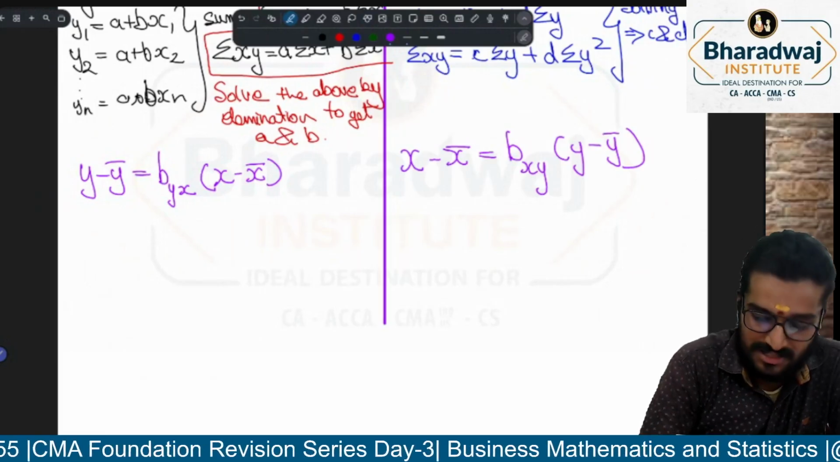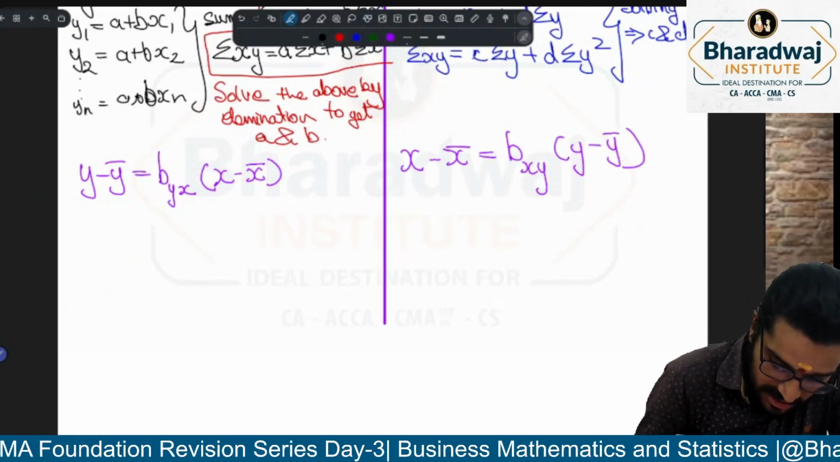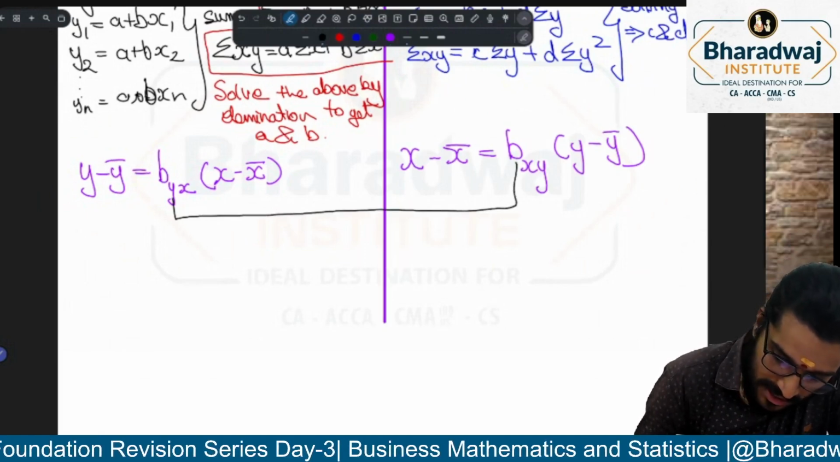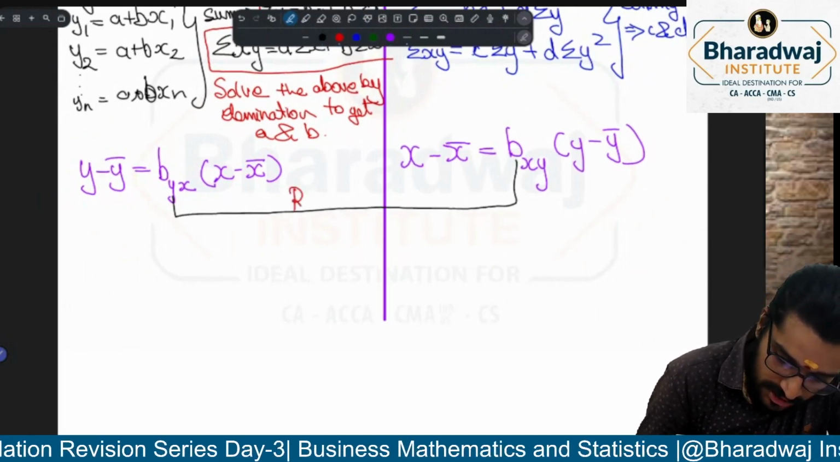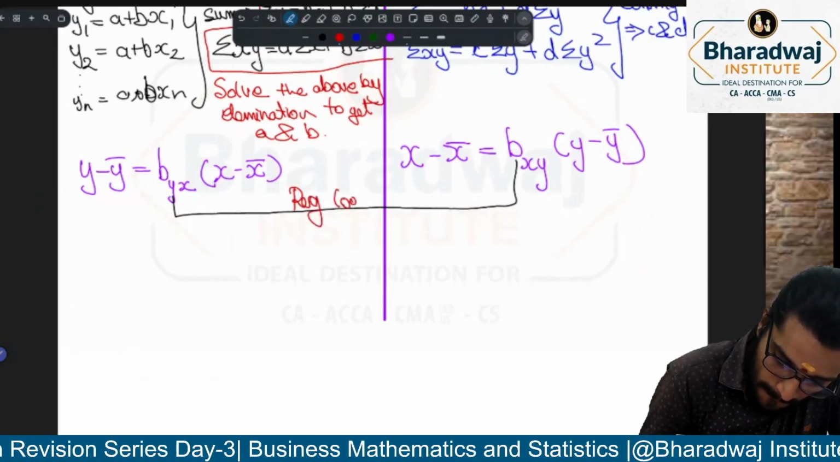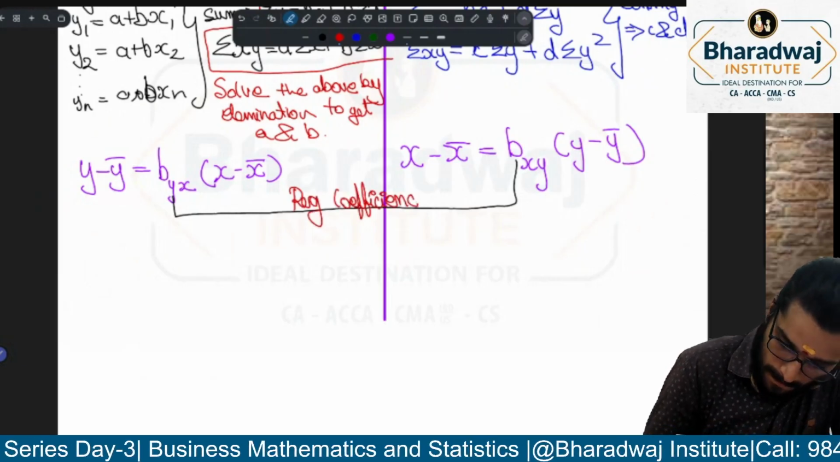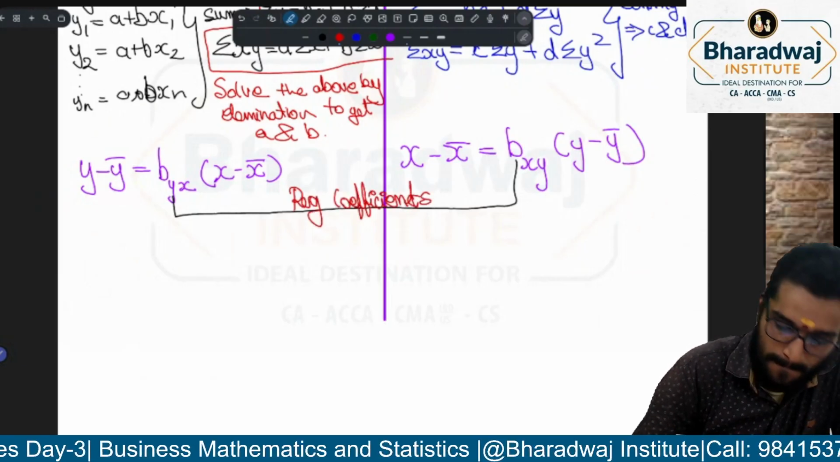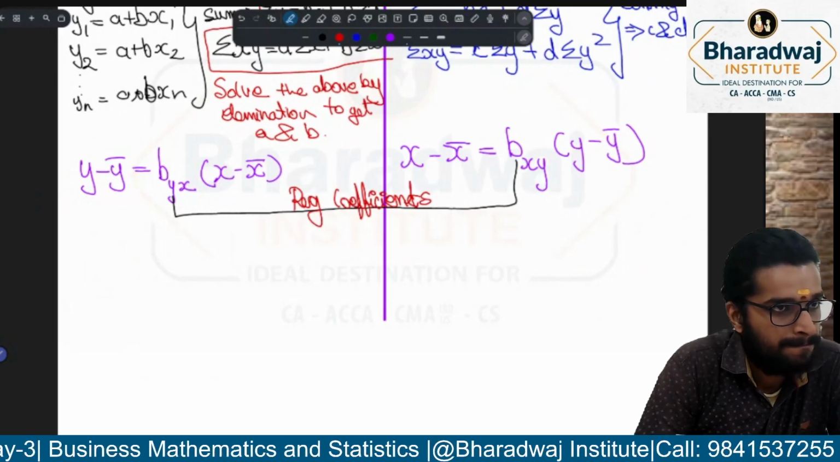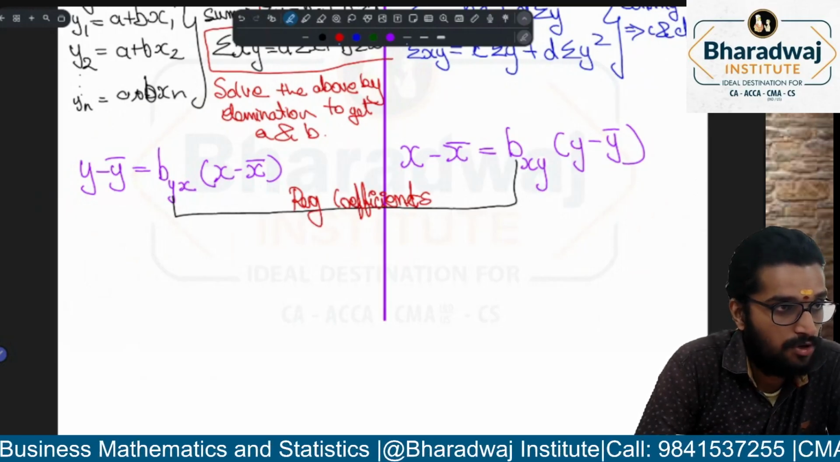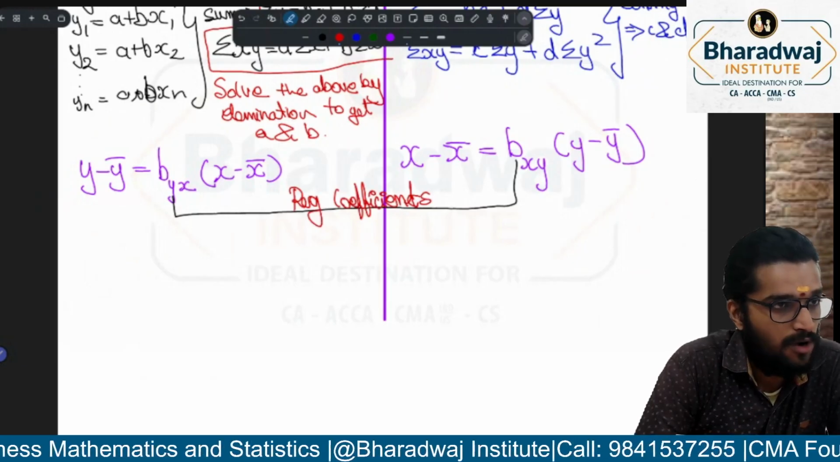Sir, what is this bxy and byx? These two are called regression coefficients. Either both will be negative or both will be positive. One negative, one positive, not possible.